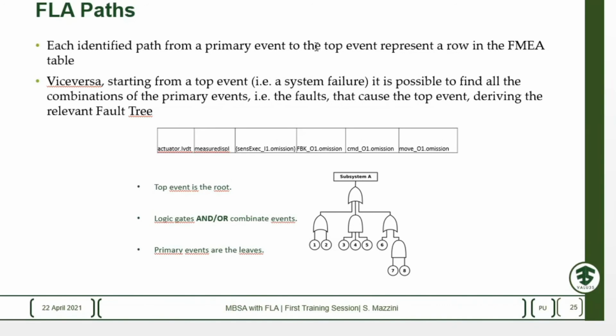This approach enables the analysis of FLA paths, allows us to build the rows of the FMEA table, and starting from the top event to build the fault trees.